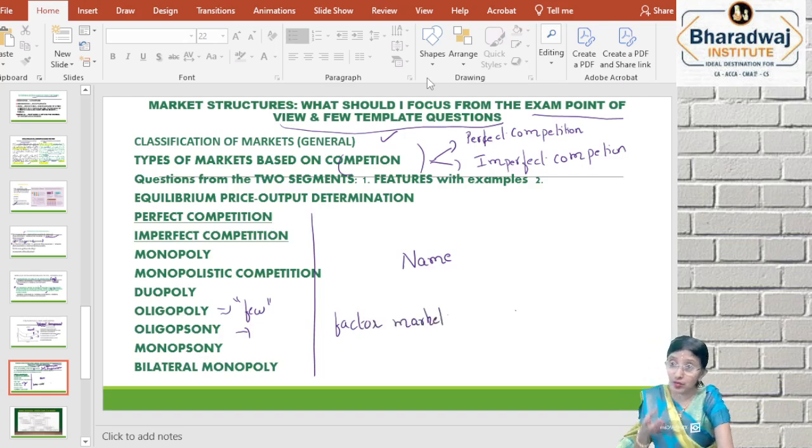So who are the buyers here? Buyers will be few, because buyers are only businessmen, not all of us. You and I are not going to buy raw materials and factors of production. Who will buy them? Businessmen and entrepreneurs. So buyers are fewer in number in the oligopsony market, which is a factor market where what is bought and sold is factors of production. Then monopsony. It is a single buyer market.